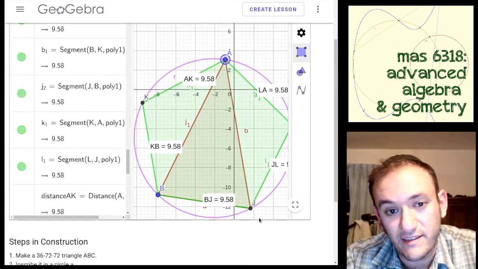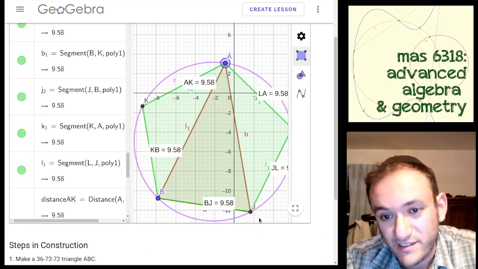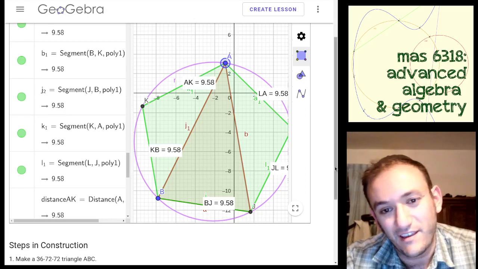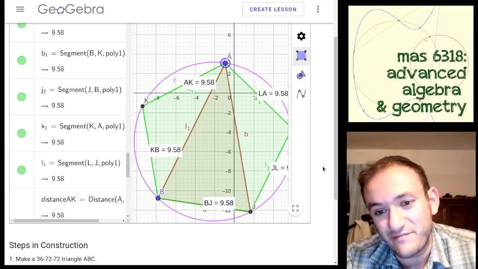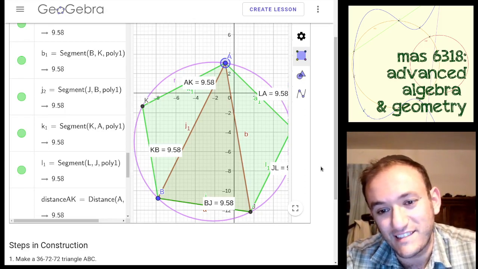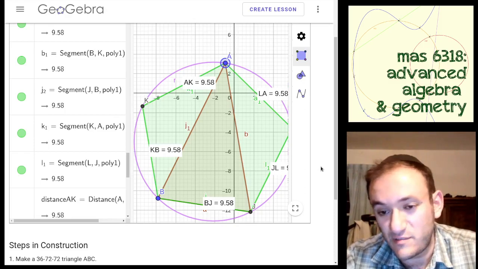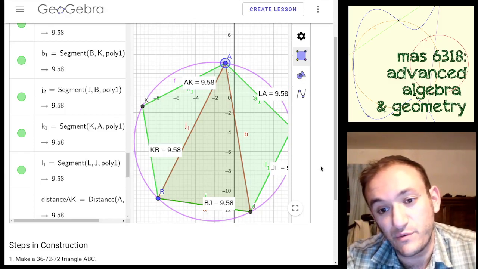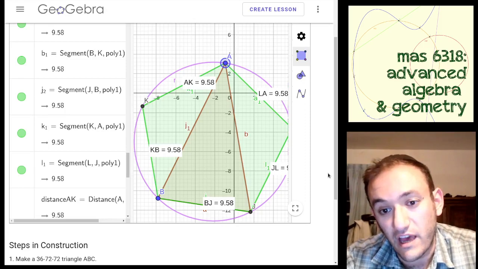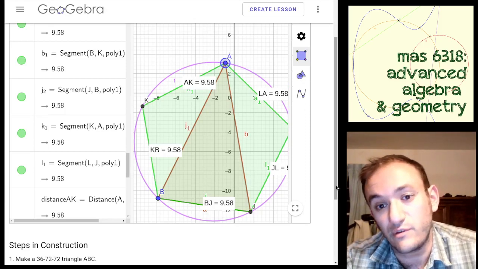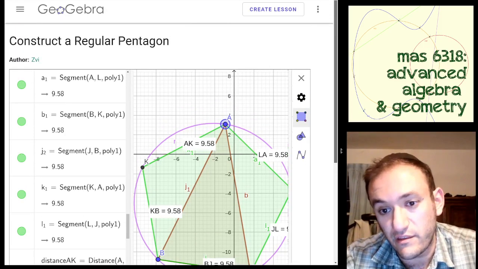Okay, and that gives us our regular pentagon, and hopefully you don't feel like I've left you hanging from last lecture. And to see more details of those proofs, I'm going to post the GeoGebra book link, and you can see the writing there. Okay, thanks for your attention.